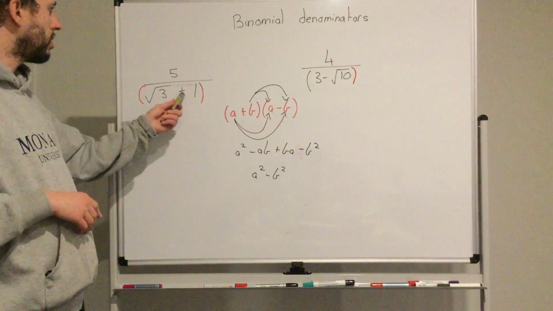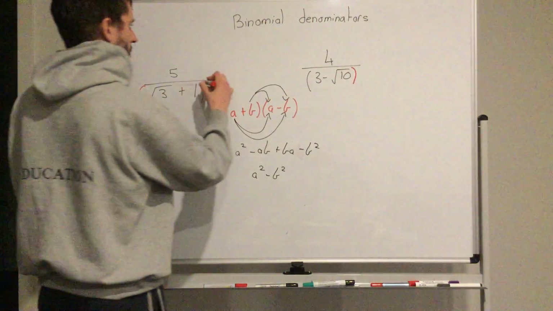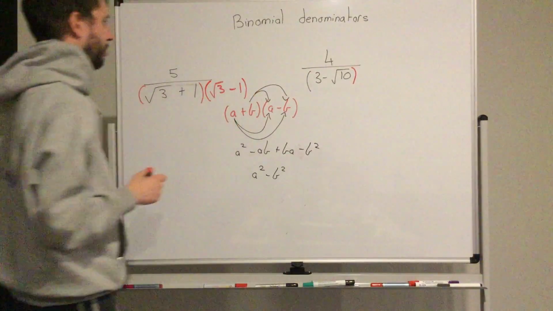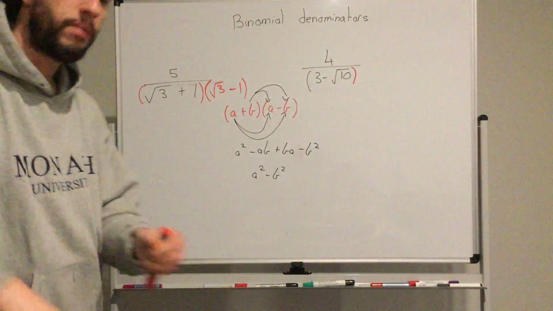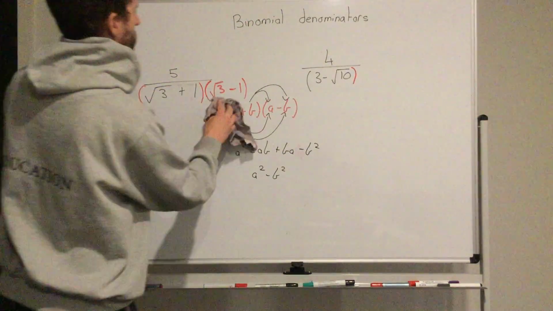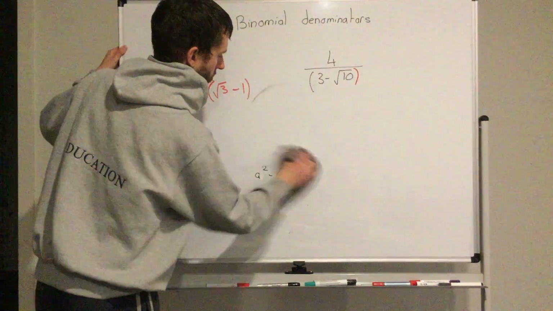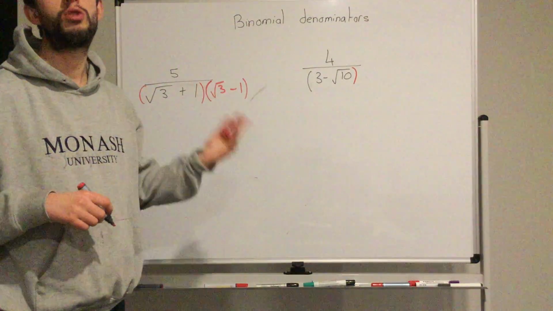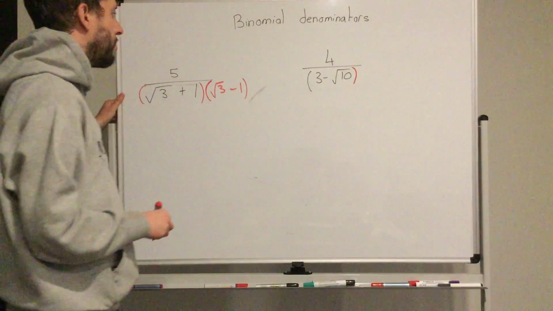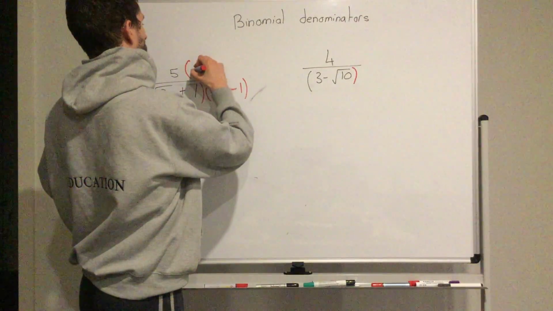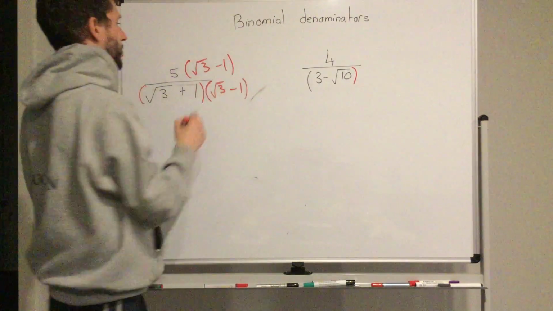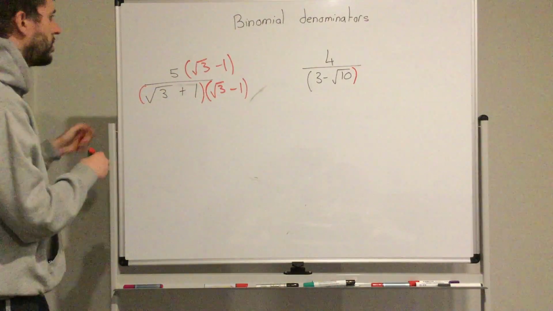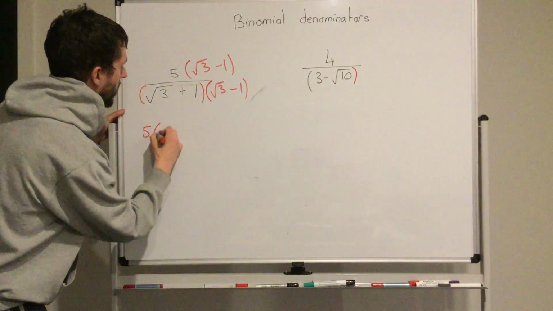So because it's plus, I'm going to times it by square root of 3 take 1. I'm just going to rub off this rule now so I've got some extra space. And just think about a fraction. Whatever I do to the bottom, I must do to the top because it's equivalent. So if I'm timesing the bottom by square root of 3 take 1, I'm going to times the top by square root of 3 take 1. Now, the next thing I'm going to do is expand.